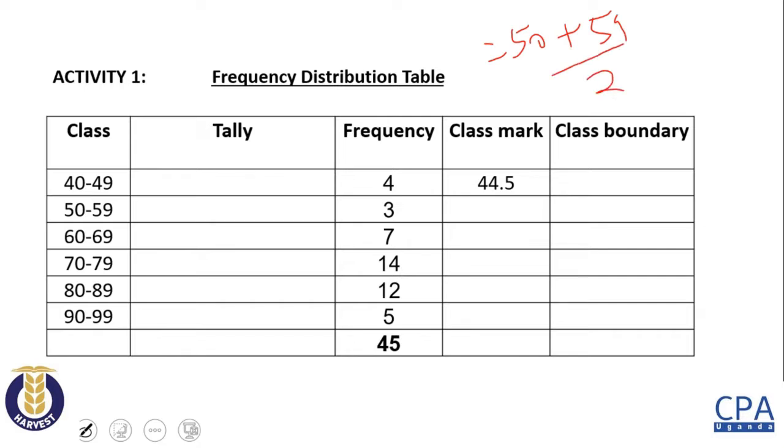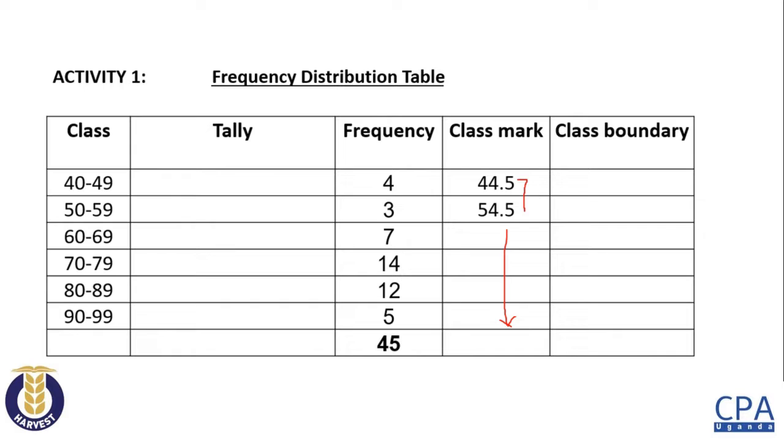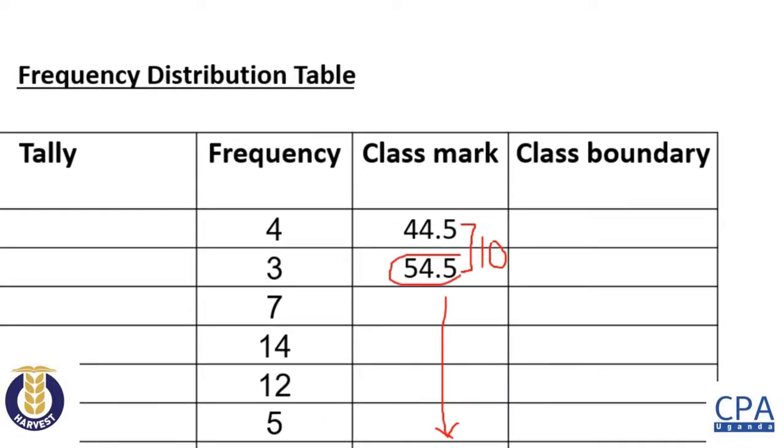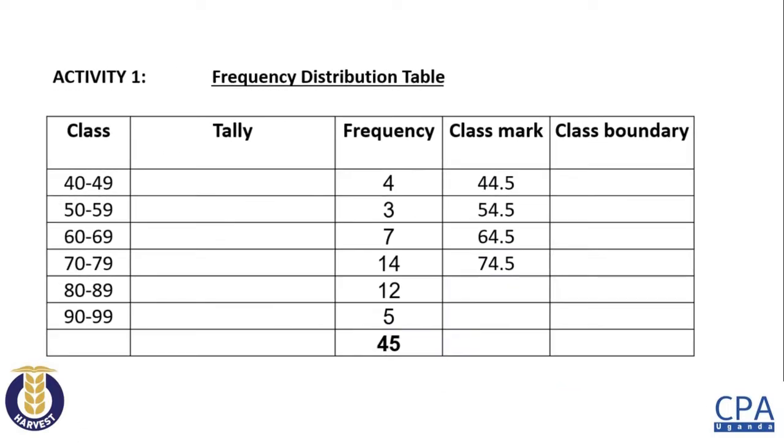Again, for the second class 50 to 59, we shall get our 50 plus 59 divided by 2, and of course, my calculator is giving me a figure of 54.5. Now, for the subsequent class marks, you don't need to waste a lot of time. You just get the difference between the first class mark and the next class mark. The difference here I can see is a 10. So you keep on adding 10. For example, if I add 10 to 54.5, I'll get 64.5. And if I add 10 to 64.5, I get 74.5. And of course, I add another 10, I'll get 84.5.